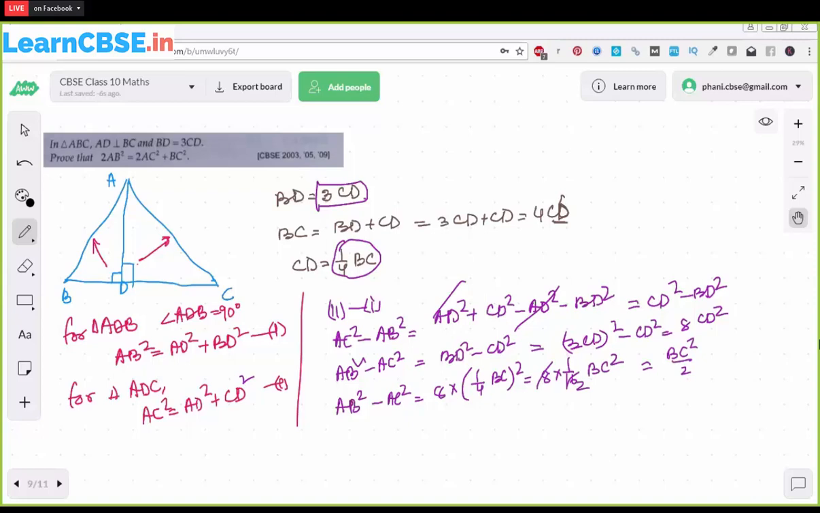Now you cross multiply them. 2AB square minus 2AC square equals BC square. So from here we can find out the value of 2AB square, which will be 2AC square plus BC square. 2AB square equals 2AC square plus BC square.